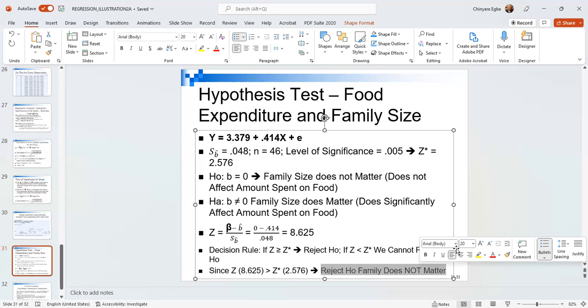It does not matter. We rejected the null hypothesis. You remember there are two hypotheses. The null hypothesis that says family size does not matter, and the alternate hypothesis that family size does matter. So now you have rejected the null hypothesis that family size does not matter. What is the conclusion then? Then family size does matter. That family size does matter.